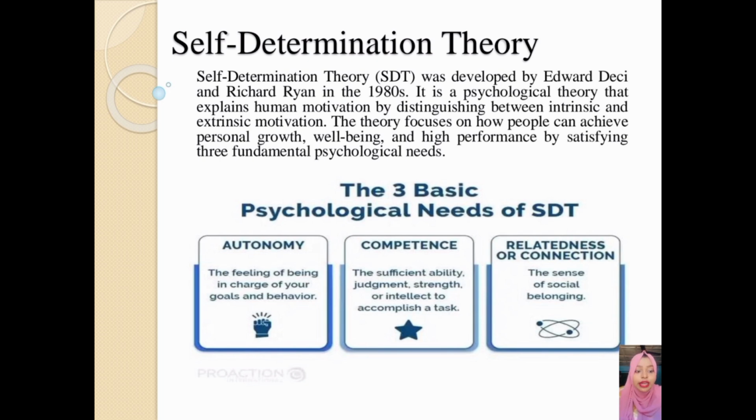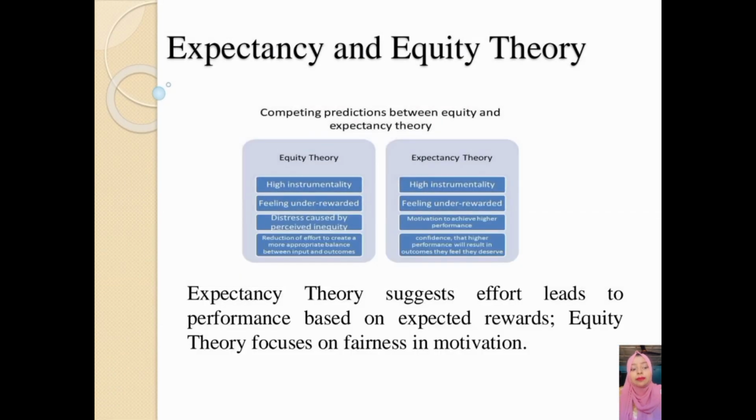Autonomy refers to the feeling of being in charge of your goals and behavior. Competence means having the sufficient ability, judgment, strength, or intellect to accomplish a task. And relatedness means the sense of social belonging. Now I'm talking about expectancy and equity theories. Expectancy theory suggests effort leads to performance based on expected rewards. Equity theory focuses on fairness in motivation.